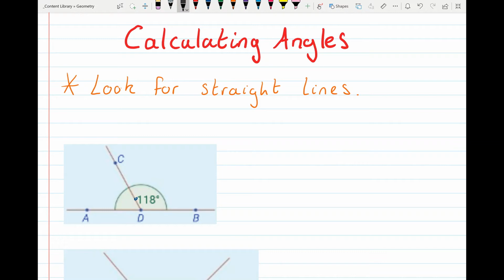Hi, welcome to another video for geometry. We're going to now look at how to calculate missing angles. So sometimes we'll be given part of an angle and we'll be asked to solve for another angle.